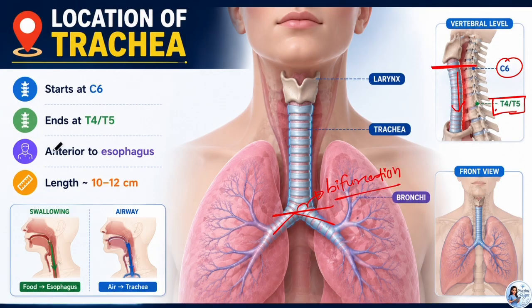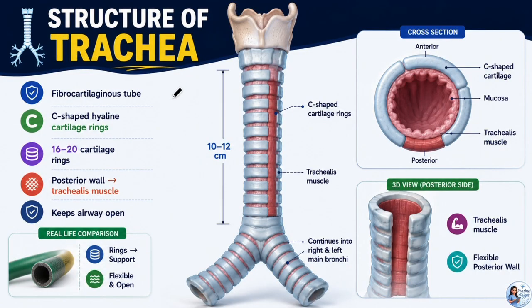Now let's discuss the structures surrounding the trachea. Just behind the trachea we have the esophagus. This explains why, when you swallow food, it passes behind the trachea and enters the esophagus instead of the airway. Now that we know where the trachea is located, let's understand the structure of the trachea.